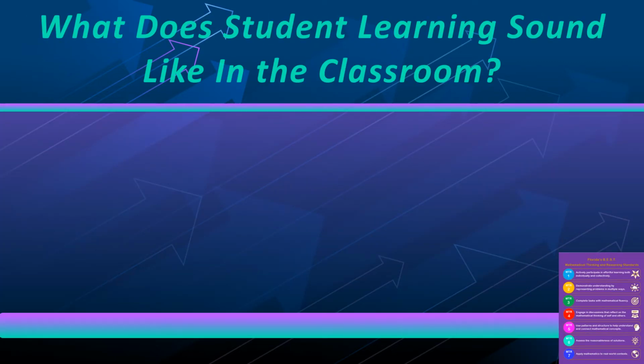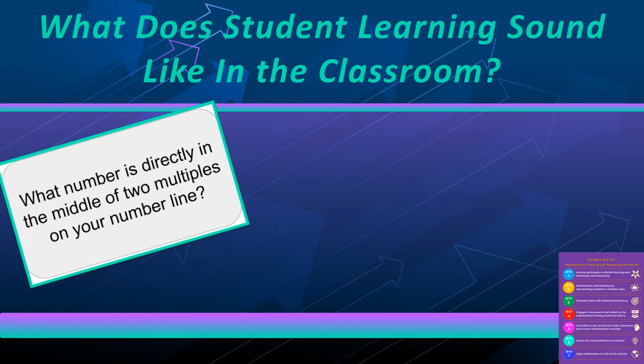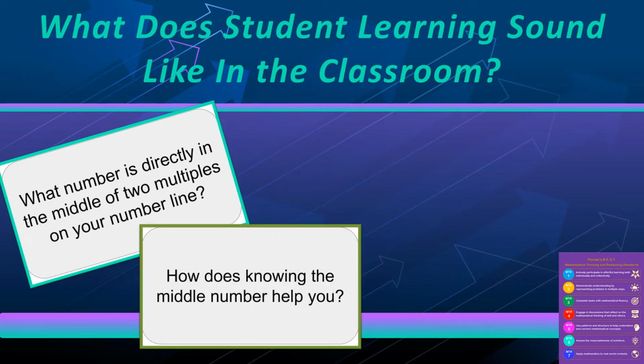What does student learning sound like in the classroom? Students should be able to answer a variety of questions such as, what number is directly in the middle of the two multiples on your number line? Using place value language, they should be able to explain that if I have 1,000 on one side and 2,000 on the other, the midpoint would be 1,500. How does knowing the middle number help? Students should be able to describe that if I plot a number on a number line and it comes before or after the midpoint, I'm able to determine which endpoint it's closest to and then know how to round it.